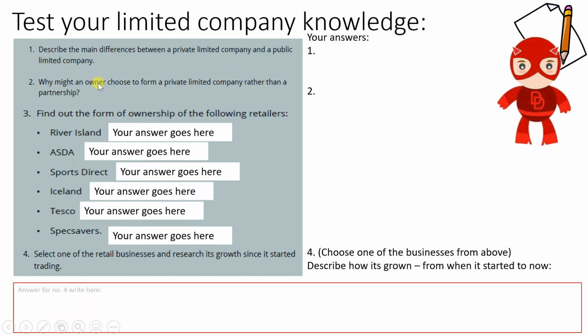Question 2, why might an owner choose to form a private limited company rather than a partnership? Put your answer over in the space for number 2. Question 3, find out the form of ownership of the following retailers: River Island, Asda, Sports Direct, Iceland, Tesco, Specsavers. Write the answers in the spaces provided. And question 4, select one of the retail businesses above and research its growth since it started trading. So a little bit of extra help on the right. Choose one of them and describe it a bit like a timeline in the box below.